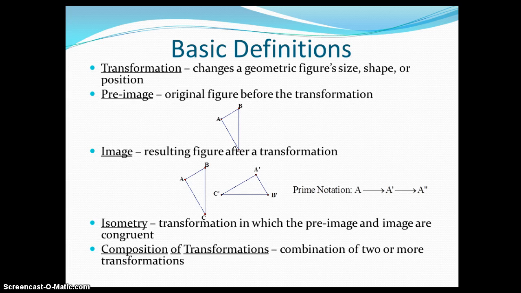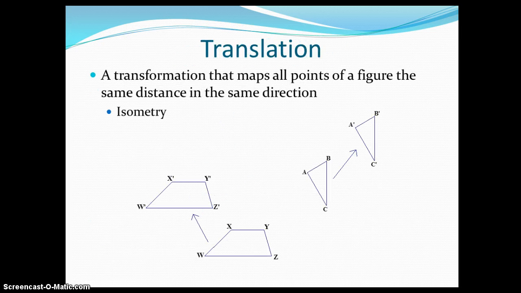So when we reflect something or we rotate something, the image is congruent, or the same size and shape as the original figure. And lastly, a composition of transformations is a combination of two or more transformations occurring to the same figure. So let's talk about the few transformations that we're going to learn about.